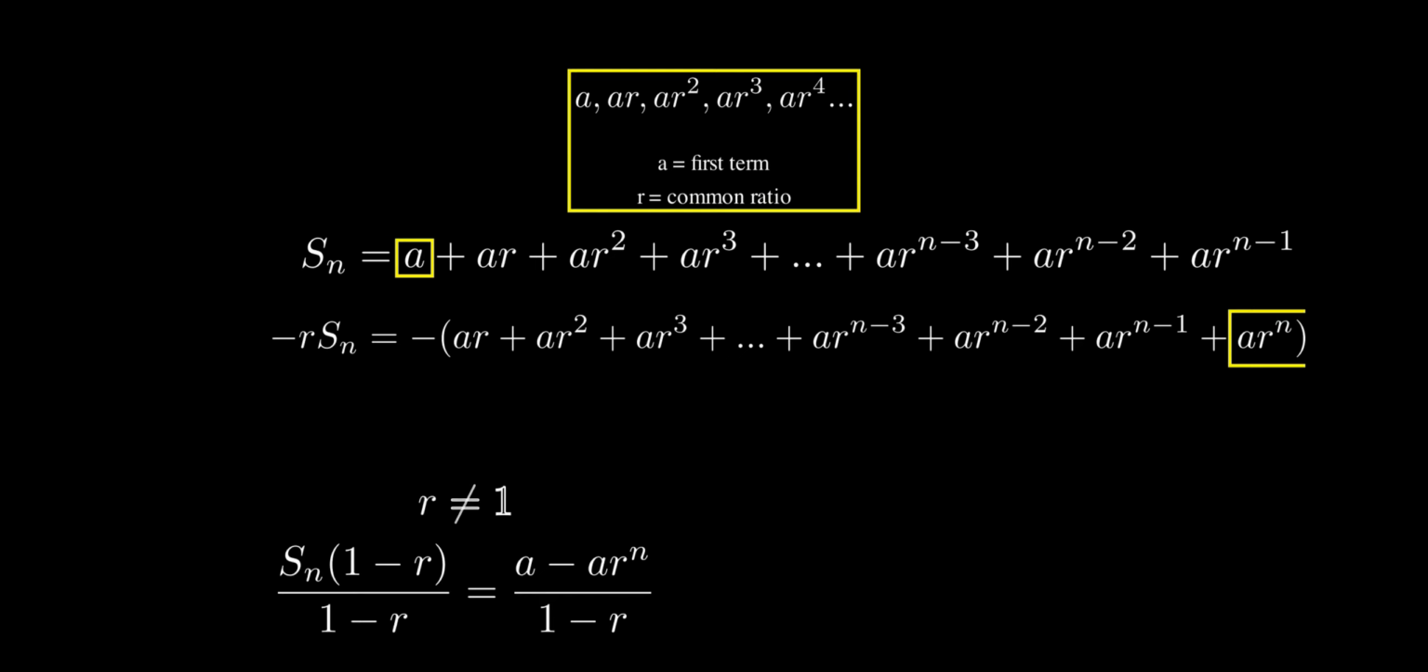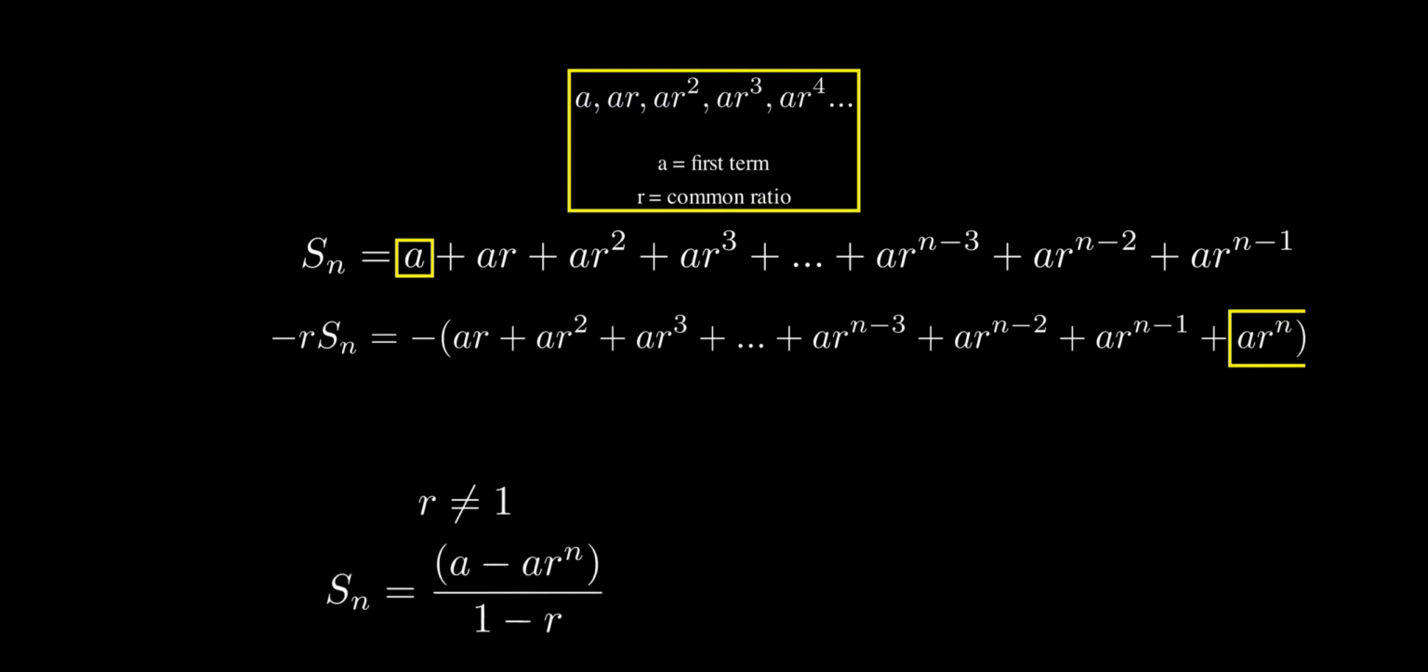We are left with s sub n is equal to a minus ar to the power n divided by 1 minus r, when r is not equal to 1. Then we can just factor out the a in the numerator to simplify it further. If r is equal to 1, though, each term would just be a, and the sum would be the number of terms times a, which is n times a.